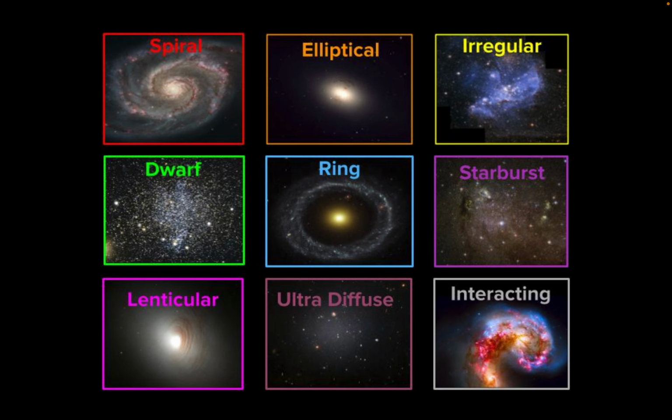So here are nine different kinds of galaxy. One is a spiral, you can see that by its shape. Another is elliptical, an ellipsoid kind of shape. Next is the irregular galaxy. Then the dwarf galaxy. Then here is a ring galaxy. Then a starburst galaxy. You can see another is a lenticular type of galaxy, the ultra diffuse galaxy, and the interacting galaxy. This galaxy is known as the Antenna galaxy. Sometime in this lecture we will introduce the Antenna galaxy also.